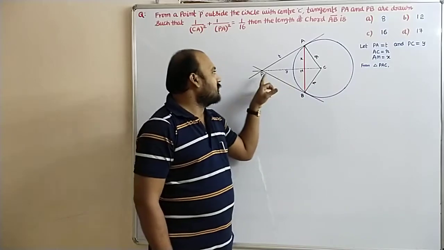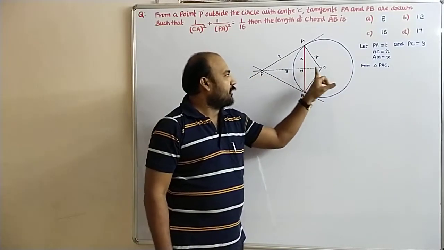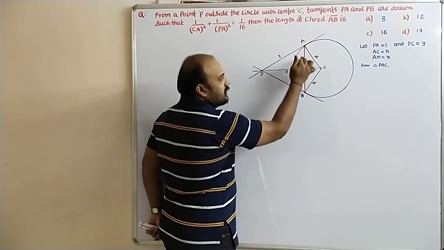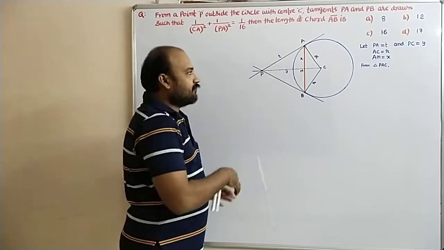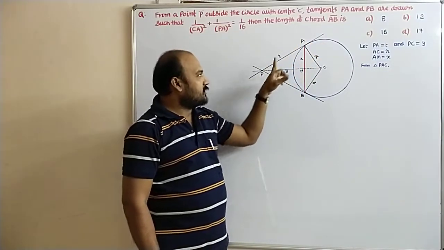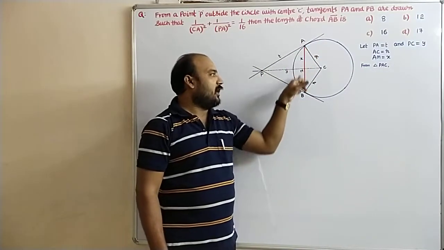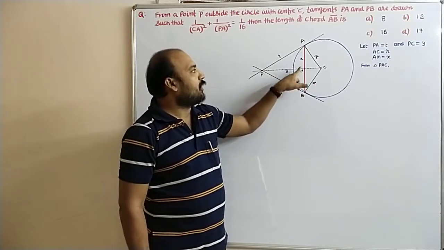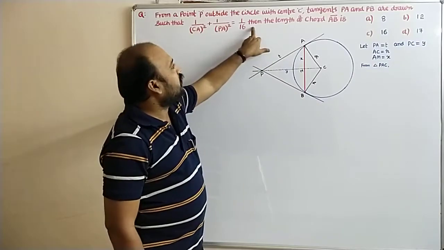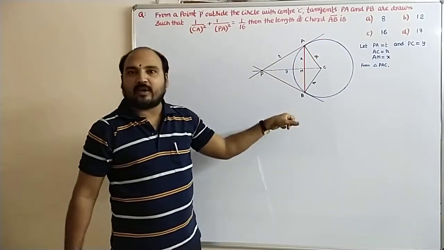After that, draw one line PC. That means join the points P and C, and here M is the midpoint of chord AB. Join the points of contact of these two tangents, that is A and B. Join AB. M is the midpoint of AB. AB is a chord, and we need to calculate its length.